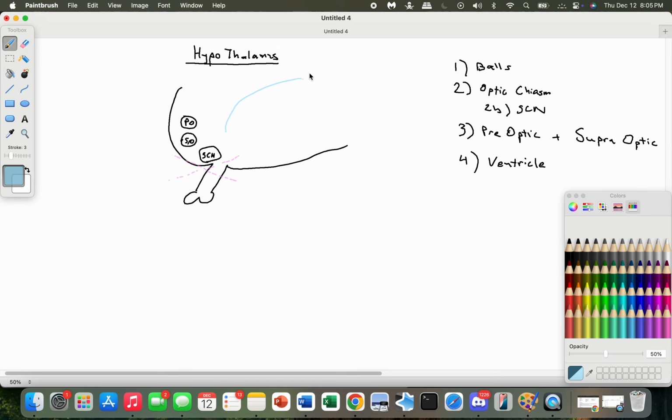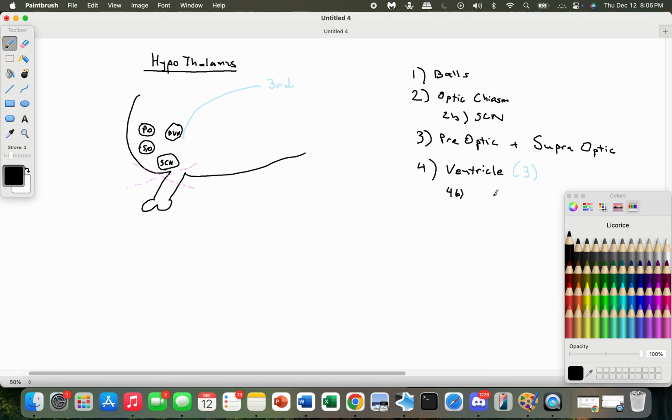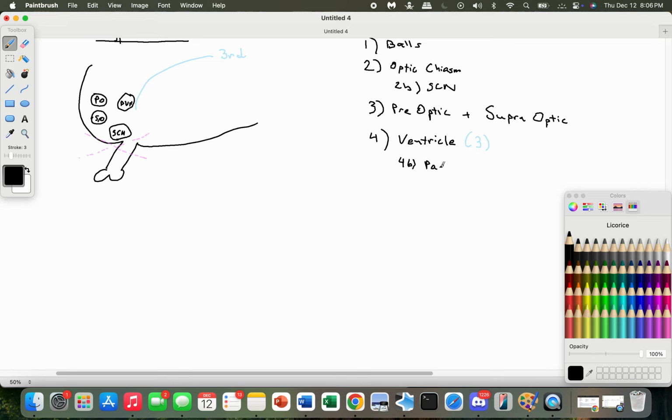Alright, I'm assuming you pause there. The answer to that is the third ventricle. So I'm going to put in parentheses here, 3. Okay, so if this is our third ventricle, then a nucleus that comes right here must have something to do with the ventricle, yeah? Well, you would be spot on. This is the paraventricular nucleus. So I'm going to write here 4B. I'm going to call this our paraventricular nucleus.